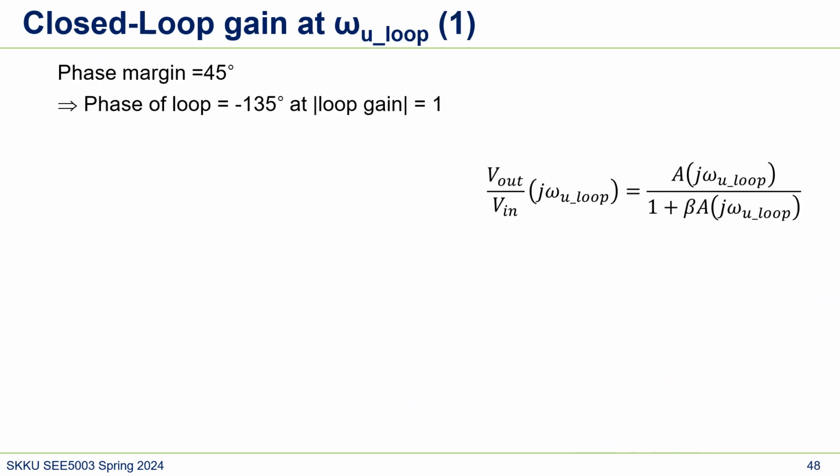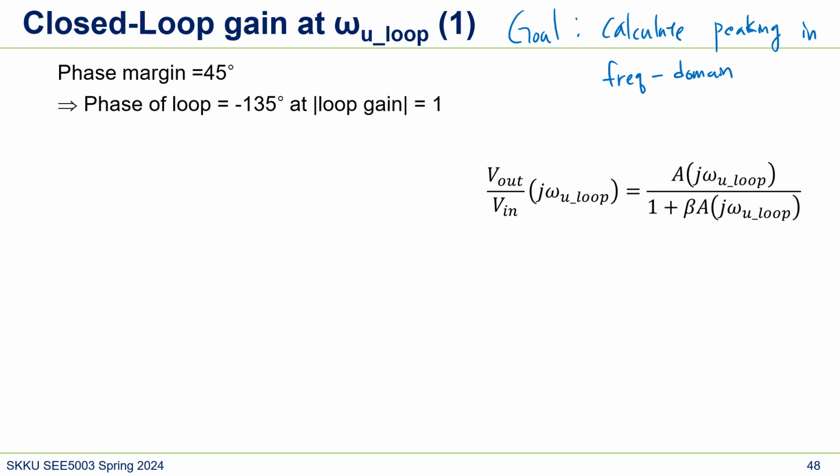From this slide, our goal from the past few slides is to calculate peaking in the frequency domain. And our example is a phase margin of 45. It means that our second pole is at the unity gain frequency.